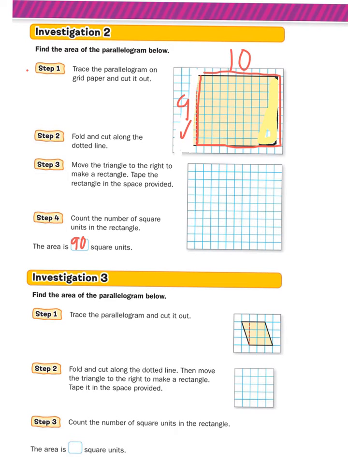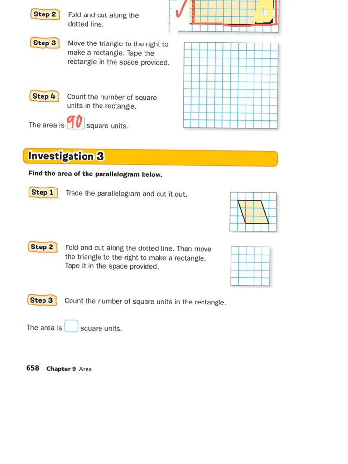All right. Now, in investigation 3, it would be kind of similar. Your job would be to trace this on graph paper, which you don't have, and cut it out, rearrange it as a rectangle, and paste it here. Can't really do that, so I'm just going to show you what you would do.